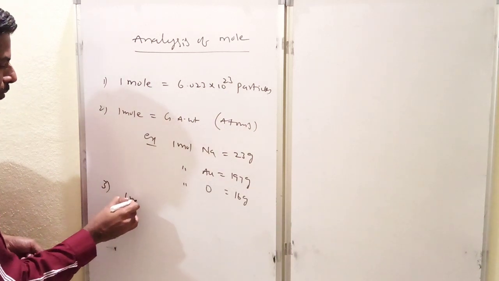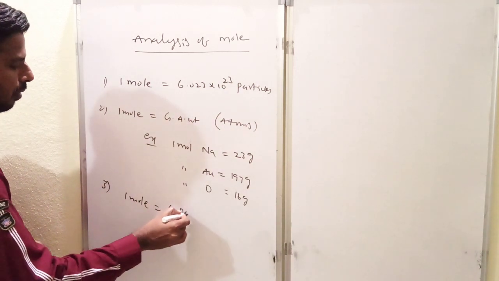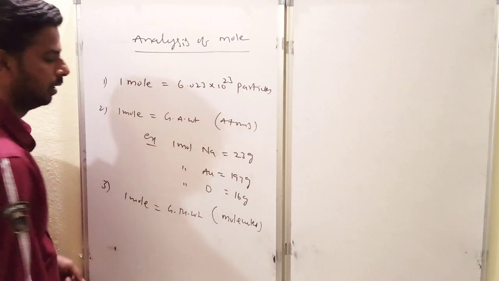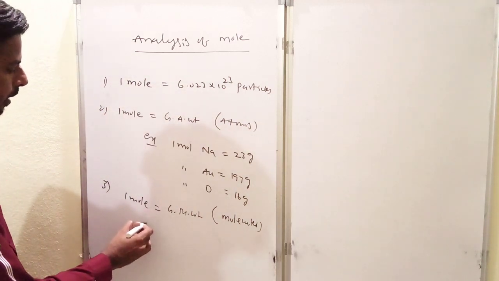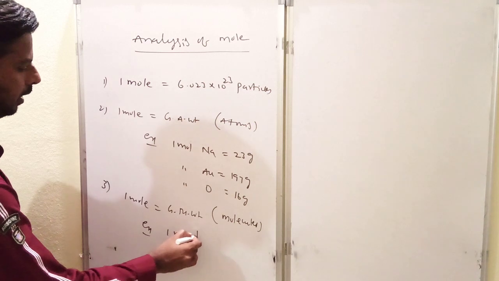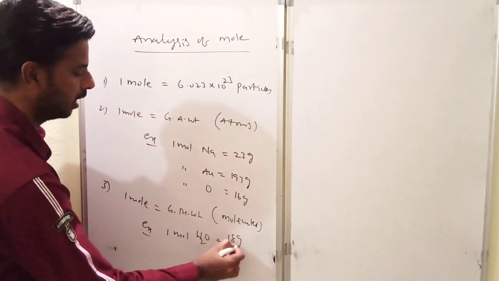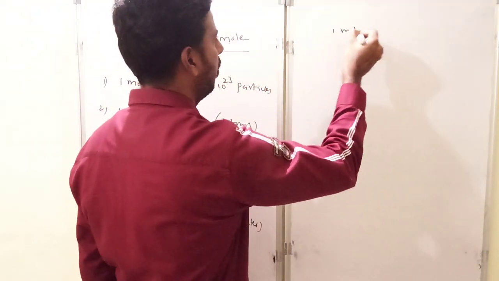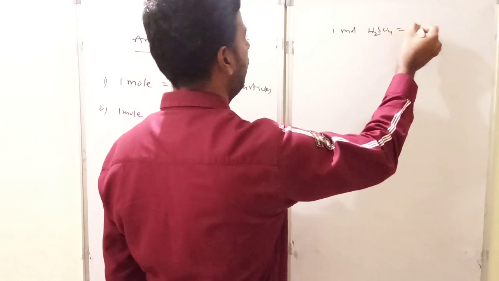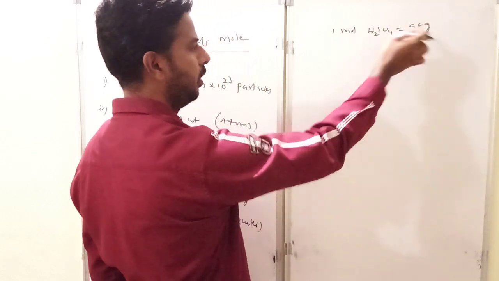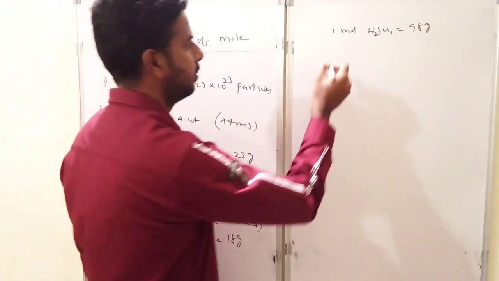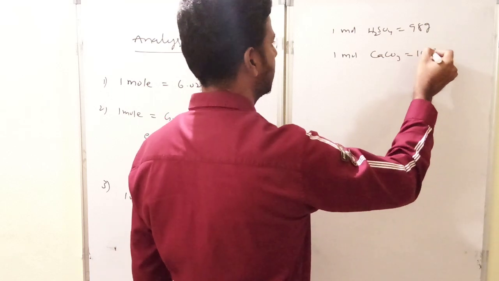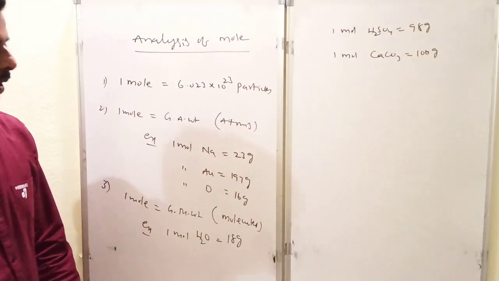Similarly, 1 mole equal to gram molecular weight if the substance is expressed in terms of molecules. For example, if you take 1 mole H2O equal to 18 grams. Similarly, 1 mole H2SO4 equal to 98 grams: 2 plus 32 plus 4 into 16. Is it clear? Similarly, 1 mole CaCO3, calcium carbonate, equal to 100 grams. Is it clear?